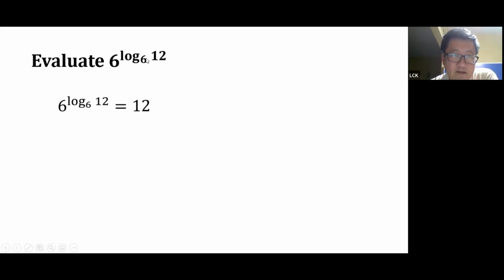Now let's go on to another question. This is 6 to the power of log to the base 6 of 12. 6 and 6, they are the same, so this whole thing simply equals 12. Very simple. Now again, that's a natural number, e.